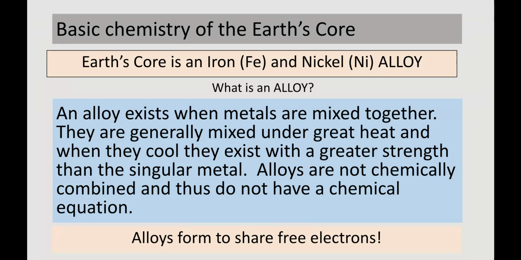Now the basic chemistry of the core. When we're talking about the core, we're not talking about its structure, but we're saying that it's made up of iron and nickel, mixed together under heat and pressure. Because of this heat and pressure, some parts are liquid and some parts are solid. For the solid, there's enough pressure to keep it solid. For the liquid, it's just too hot, even though there's a lot of pressure. When they cool, there's greater strength than in the single metal. This is what we call an alloy: they've mixed together to be a lot stronger, but they are not chemically combined. They do mix together to have different properties in terms of strength.